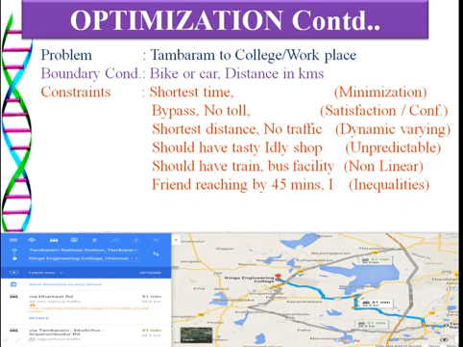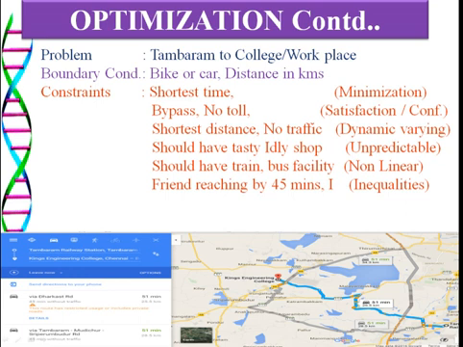Okay, first I am taking a problem. In Chennai there is a town called Tambaram. From Tambaram we have to go to our college or to the workplace. This is the problem. So one point to another point, that's all. I am giving the boundary condition. You have to go by bike or a car, and the distance should be in kilometers.